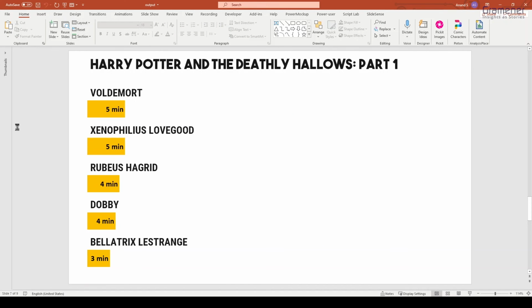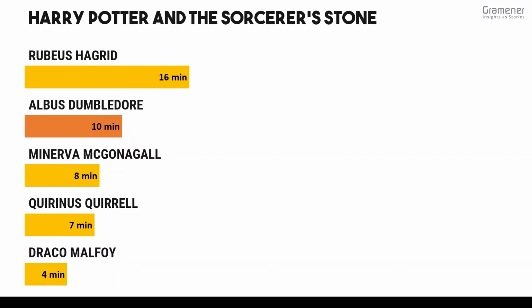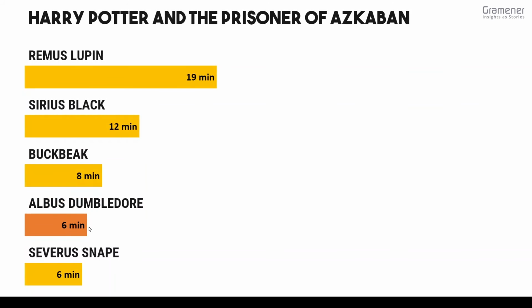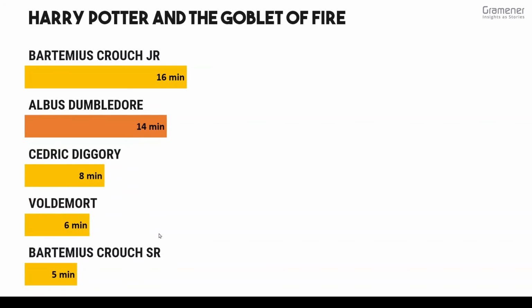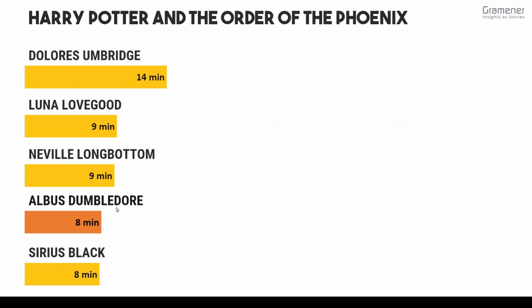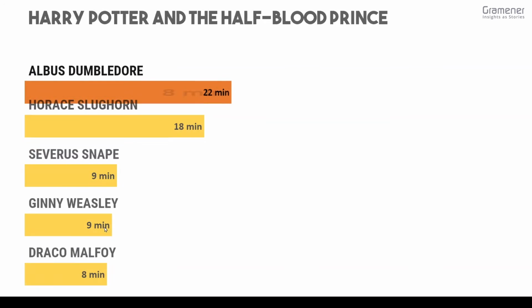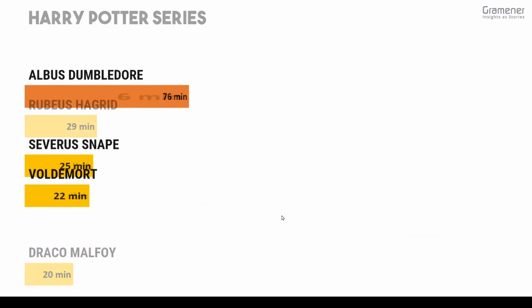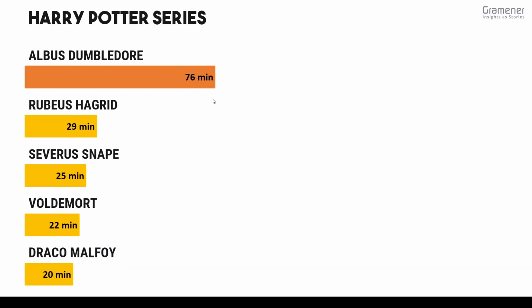Now let's play this as an animation. We find that Albus Dumbledore has 10 minutes here, is number 2, but he moves up to number 1 in the Chamber of Secrets. He moves down to number 4 in Prisoner of Azkaban, moves up a couple of notches in the Goblet of Fire, moves back down to number 4 in Order of the Phoenix, is the top character in the Half-Blood Prince, completely vanishes in the Deathly Hallows, and makes a small guest appearance in part 2 of the Deathly Hallows. But if you put it all together, he is by far the next most popular character apart from the top 3, Harry, Hermione, and Ron, in the series.